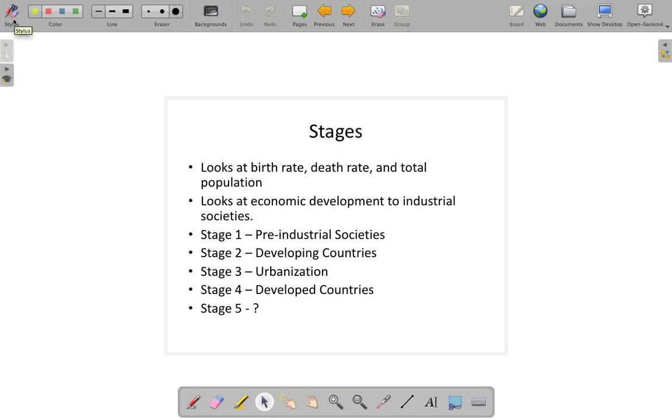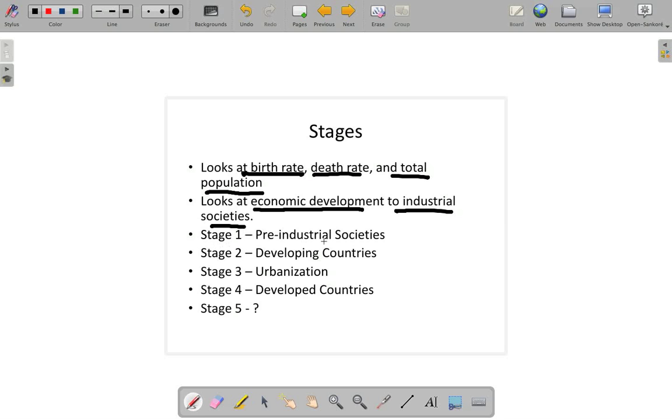If I can bring up my stylus. So it's going to look at birth rate, death rate, and total population of different countries. And it's really looking at economic development, and it's leading to industrial societies, changing from primitive or pre-industrial societies to industrial societies, and how that's going to affect the population.